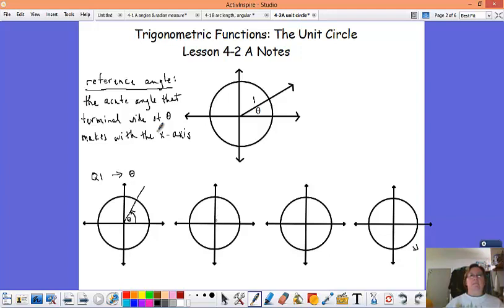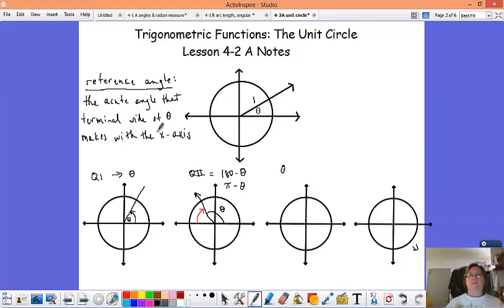If our angle theta happens to be in the second quadrant, like that, then its reference angle is the acute angle that makes with the x-axis. So our reference angle in Q2 would be 180 minus theta, or if we were in radians, pi minus theta.